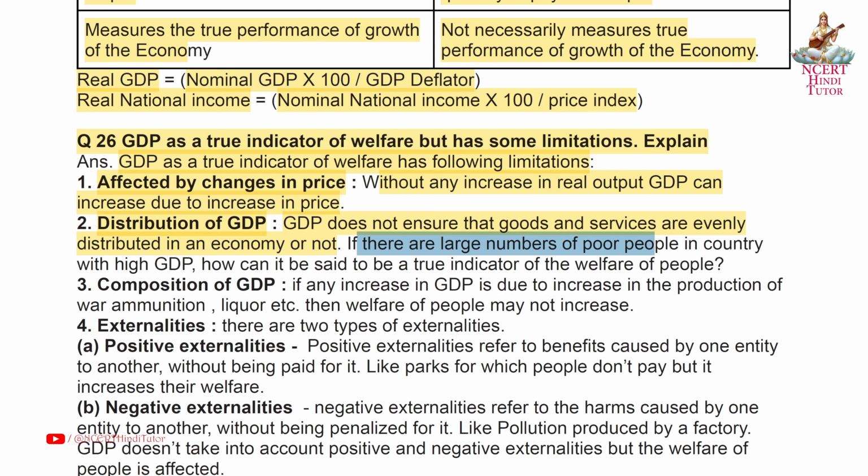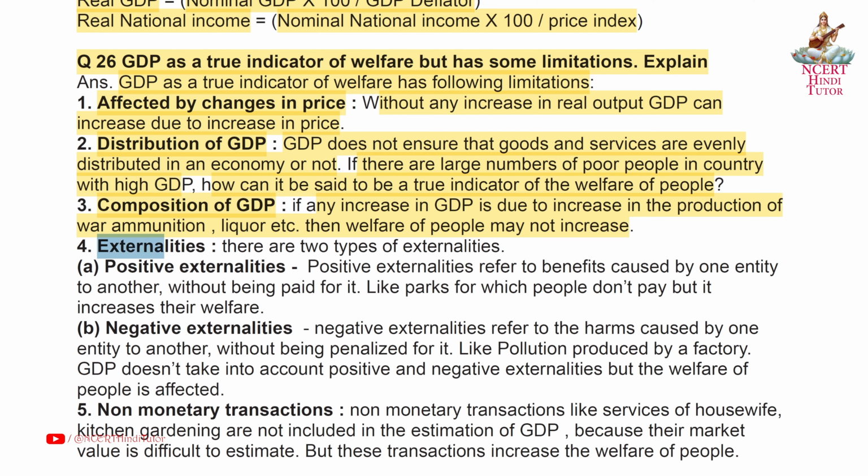If there are large numbers of poor people in a country with high GDP, how can it be said to be a true indicator of the welfare of people? Third, composition of GDP. If any increase in GDP is due to increase in the production of war ammunition, liquor, etc., then welfare of people may not increase. Fourth, externalities. There are two types of externalities.